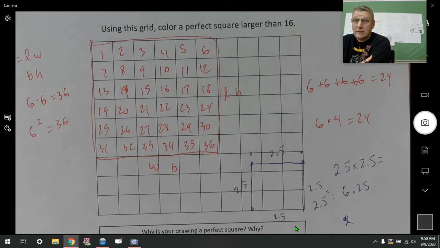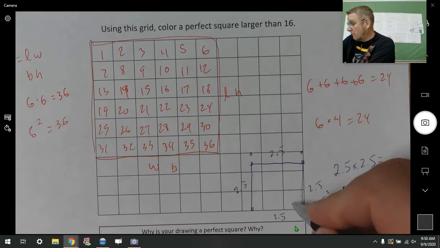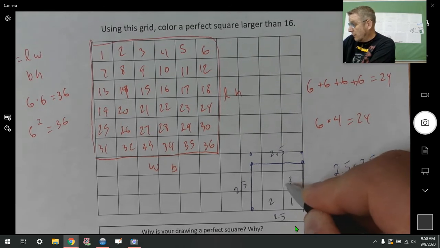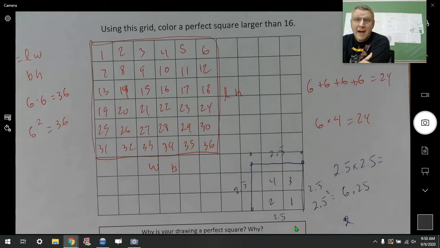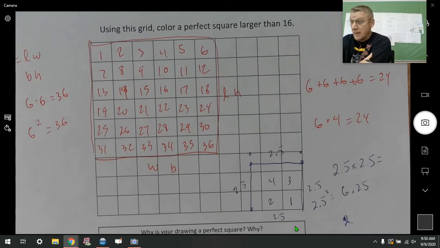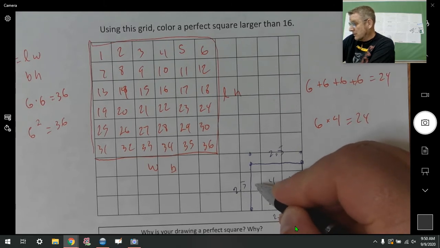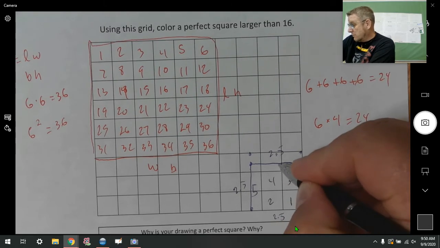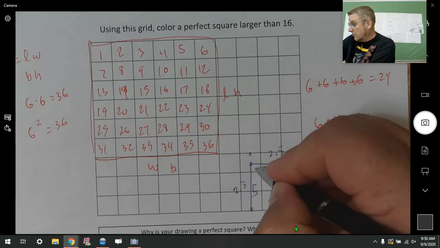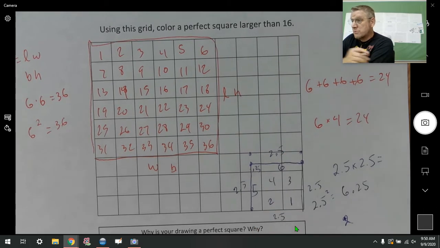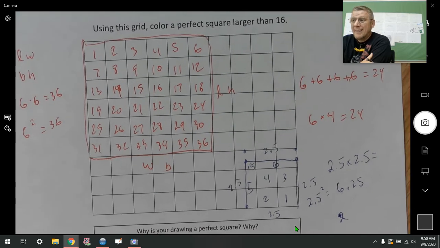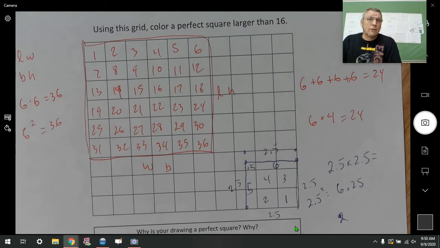But when we're just looking at this here, I know I do have 1, 2, 3, 4. I have 4 squares. And then you could say, well, since these are half each, this would be a fifth of a square, this would be a sixth square, and this would be your 0.25. So that's where we get 6.25. But that's not a perfect square. It is a square, but it's not a perfect square.